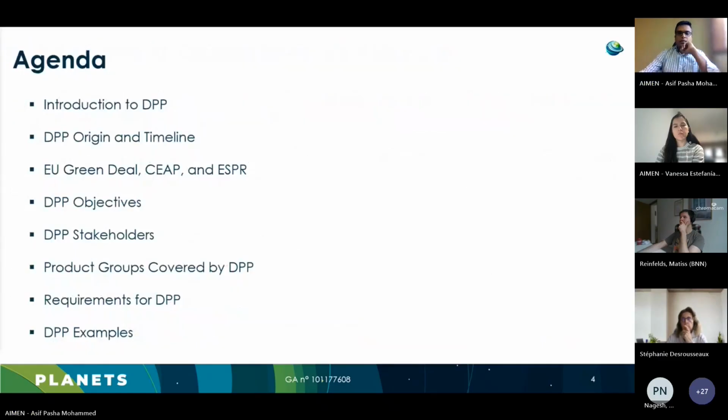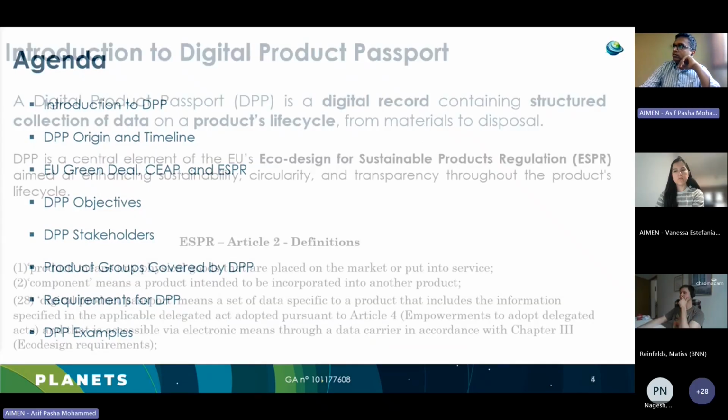Okay. So I think I have two screens and it doesn't work.